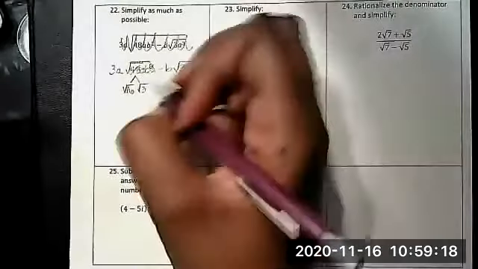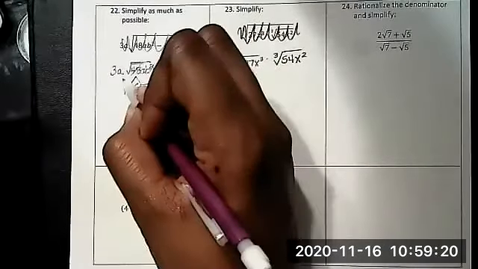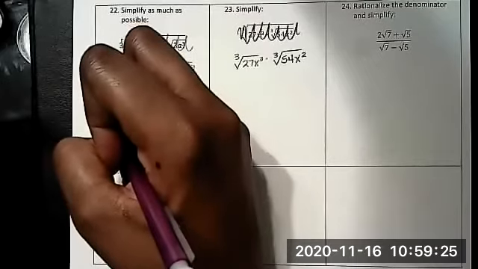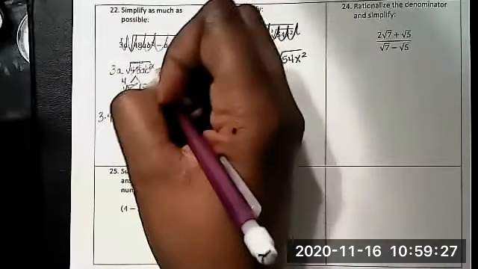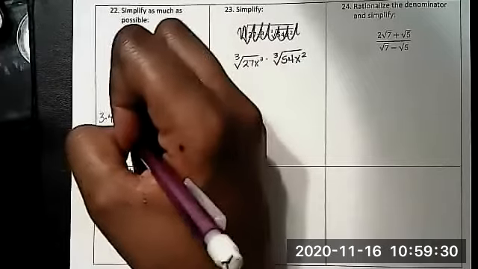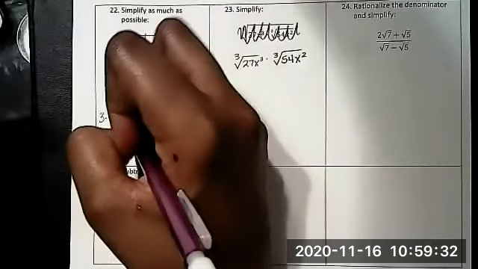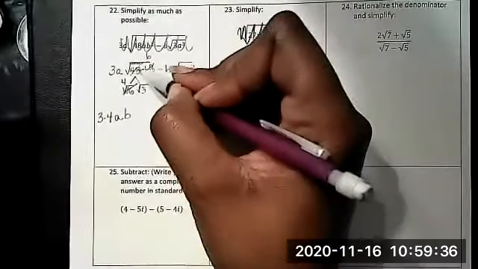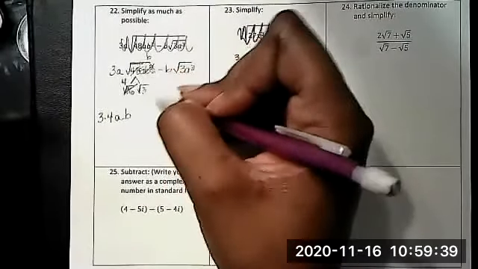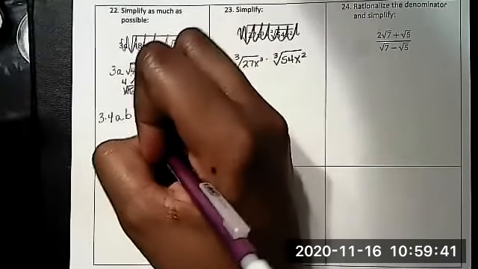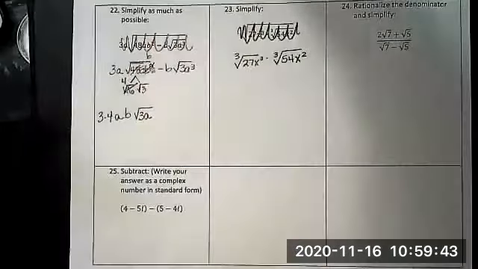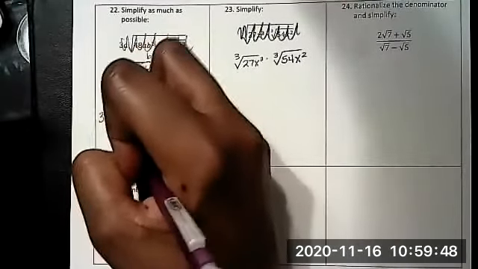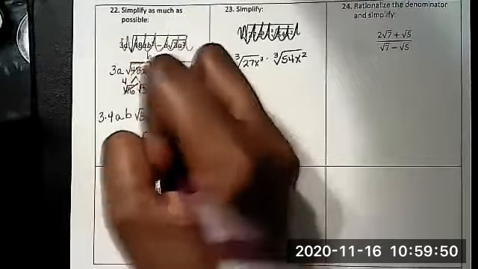The square root of 16 is 4, so this becomes 3, with the 4 on the outside. And the b squared divided by 2 is just b to the 1 power, so that becomes b on the outside. But don't forget that a is still inside and that 3 is still inside. So the square root of 3a is still on the inside. Of course, that now becomes 12ab, and then 3a is on the inside.